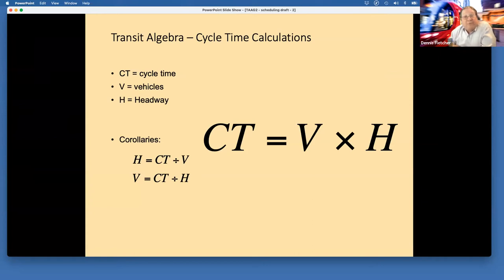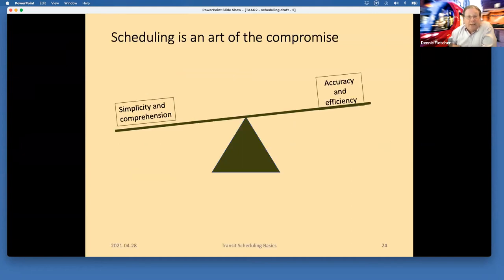So the smaller system scheduler is faced with finding that balance between efficiency and simplicity. In cities like Guelph, that often means running a similar schedule all day long, despite knowing that traffic conditions and running time requirements change throughout the day. If a schedule is written to accommodate the worst case scenario in the peaks, it usually means there's too much running time in the evenings and in the weekends. But changing the schedule throughout the day or the week presents a challenge to the customers, and it's all part of achieving that desired balance between simplicity and comprehension versus accuracy and efficiency.